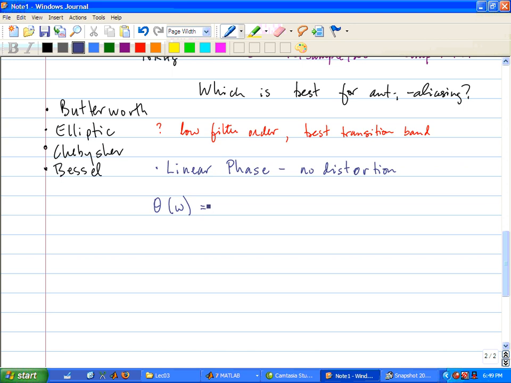Absolutely right. Let's say the phase function looks like this. Your phase as a function of frequency is equal to some constant times omega, alpha times omega. All right, so this is a linear phase. Now I'm going to take some frequency omega 1. Here's a sine wave at frequency omega 1, and I'm going to put it through this linear phase filter.